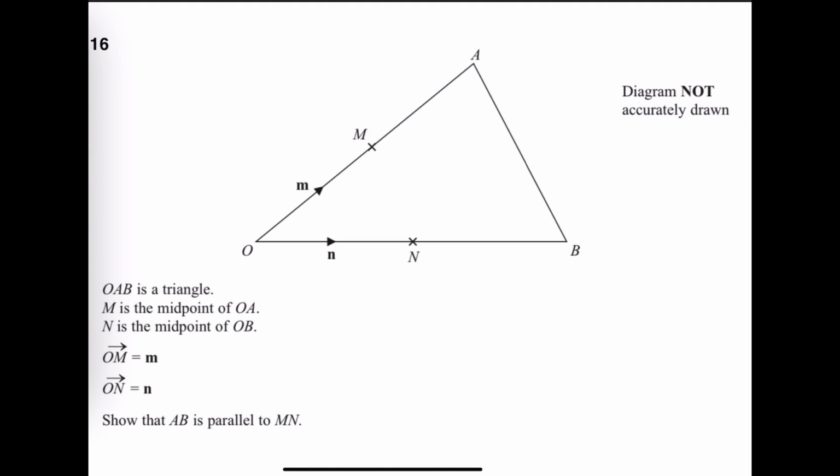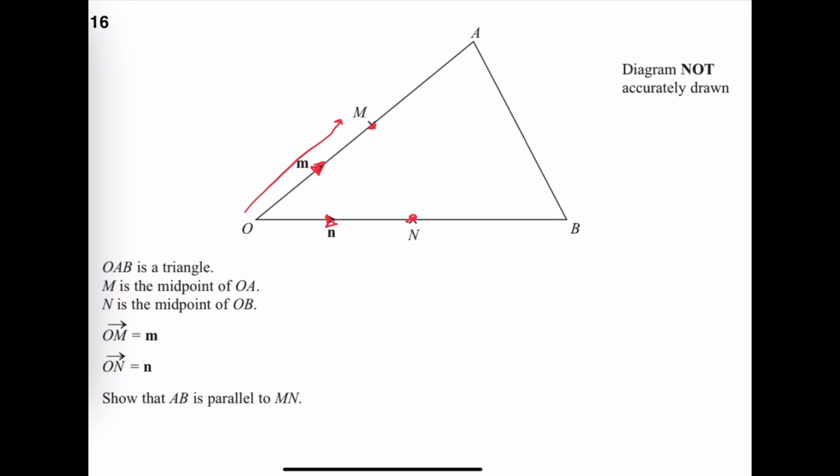16. OAB is the triangle and M is the midpoint of OA over here, and N is the midpoint of OB. So OM, this to this, is M, which is shown over here, and ON is N. Show that AB is parallel to MN. AB, this is parallel to this over here.